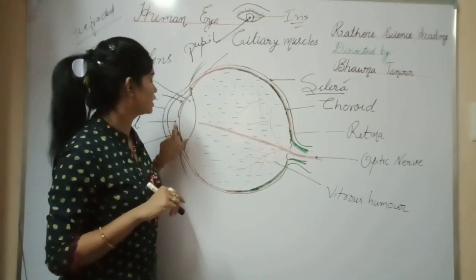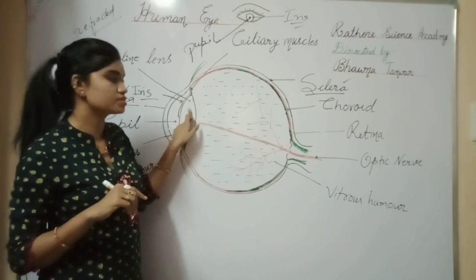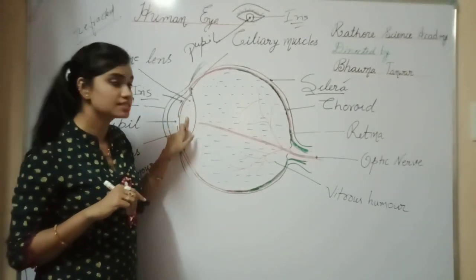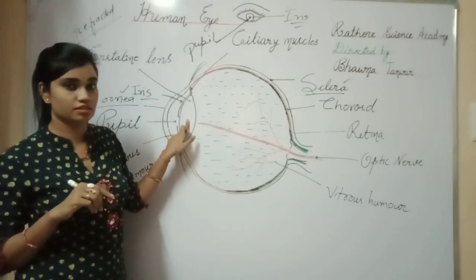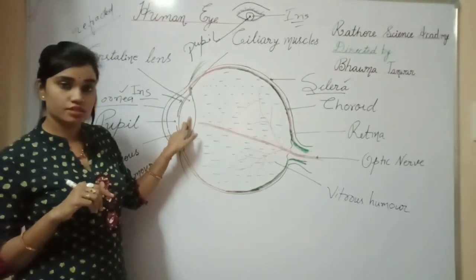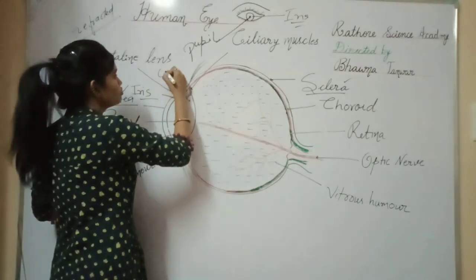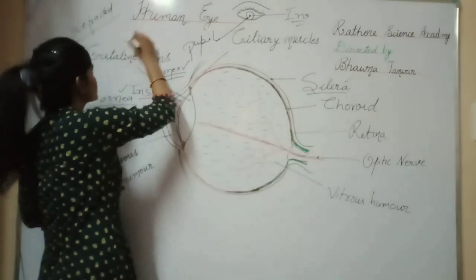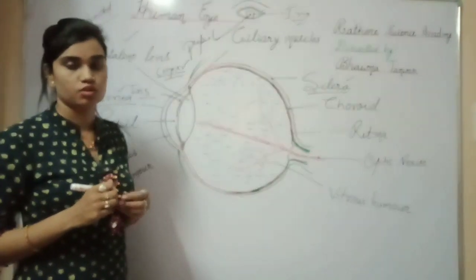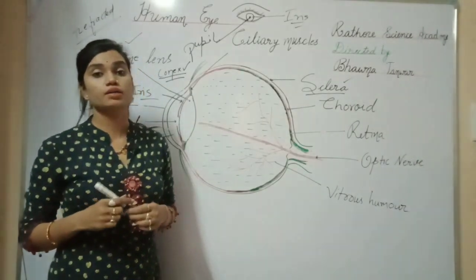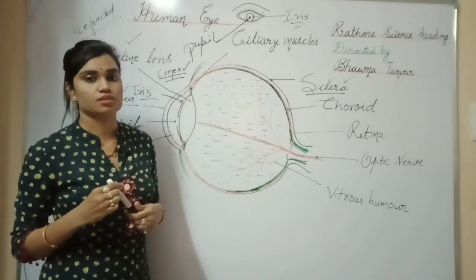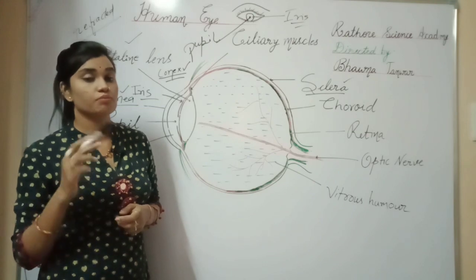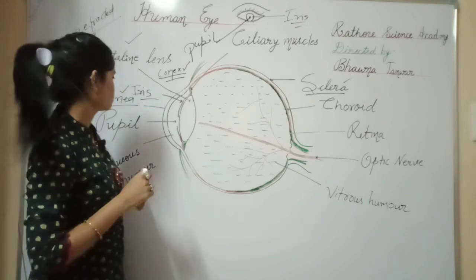And behind the pupil you will find this lens. Yes, behind the pupil a lens is present, that is the eye lens. It is a convex lens, or we can say crystalline lens. It is made up of a jelly-like substance, and this jelly-like substance is made up of protein.